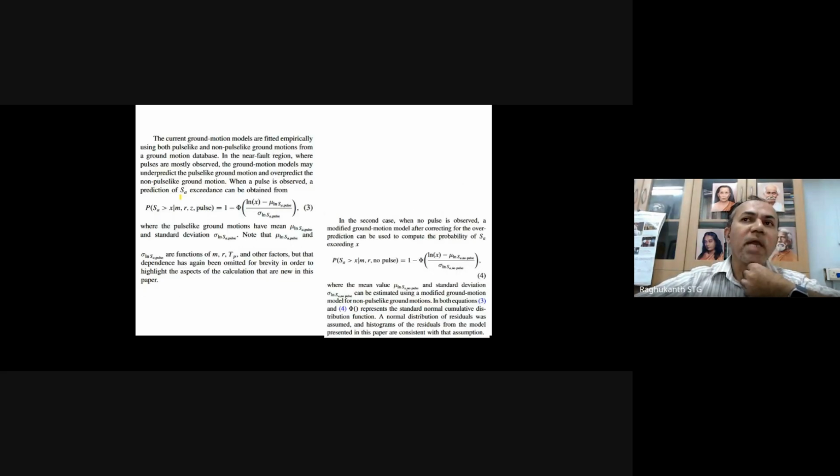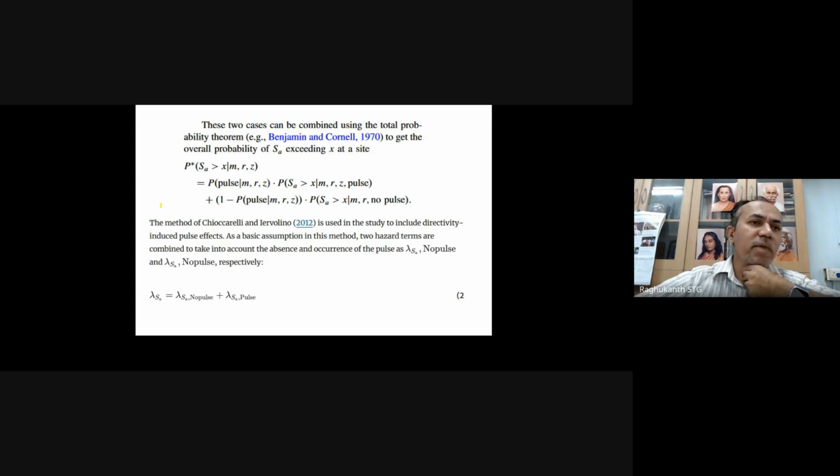But here the calculations will involve two probabilities. One is, if there is an earthquake and the source is located in the near field, a pulse may occur, or a pulse may not occur. So you have to compute these probabilities. These are some standard equations which are available internationally, with which you can do the seismic hazard analysis.